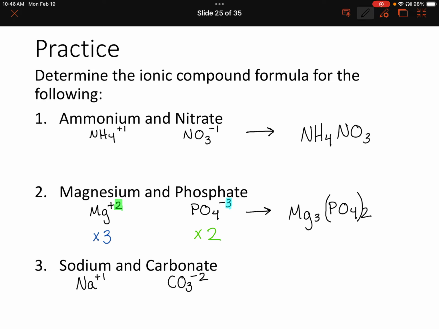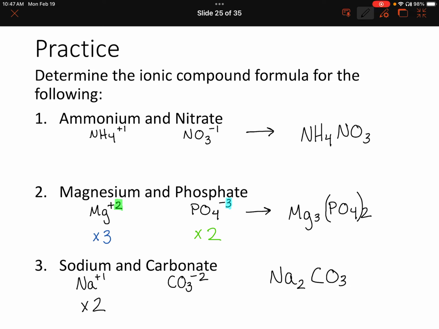Okay, so now the last one, sodium and carbonate. We have +1 and -2. So how do we balance those charges? Well, we could multiply sodium by 2, and that will give us an overall +2 charge, which will match the -2 charge on carbonate. So again, sodium is a monatomic ion, so we do not need to use parentheses with sodium. And then CO3, we just have one CO3, so we'll just leave it as it is.